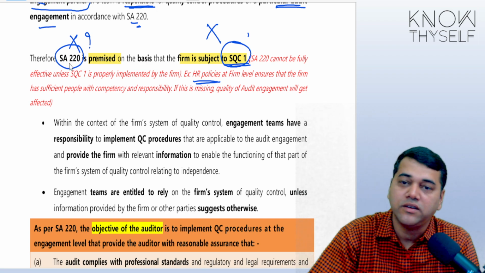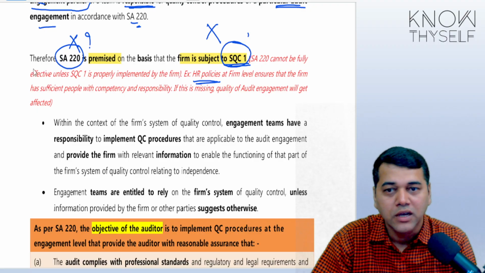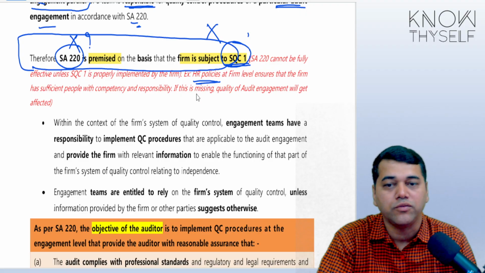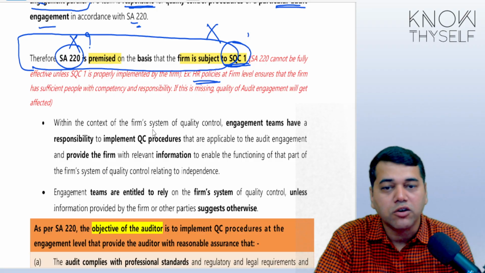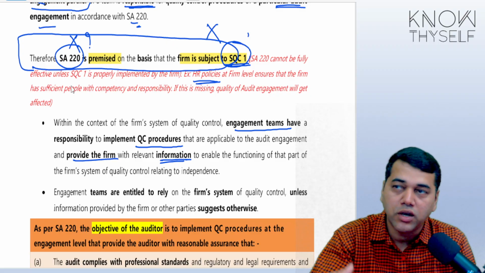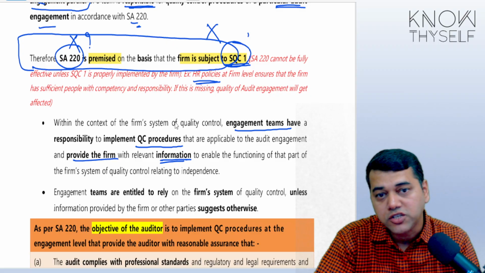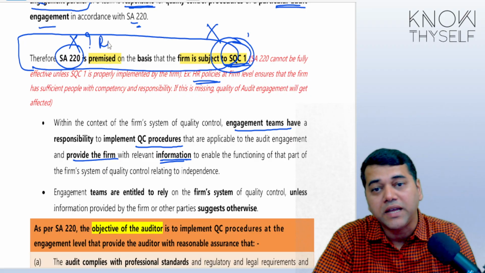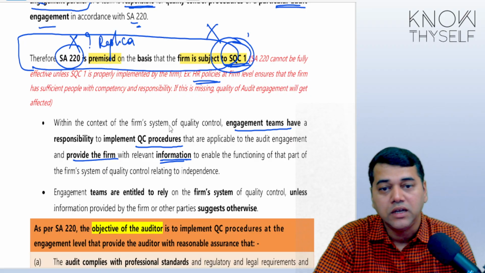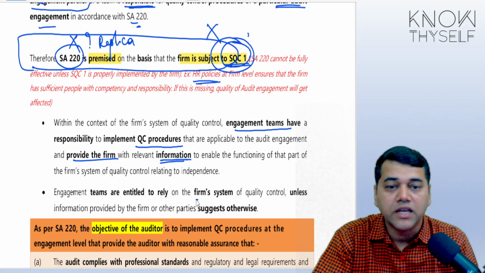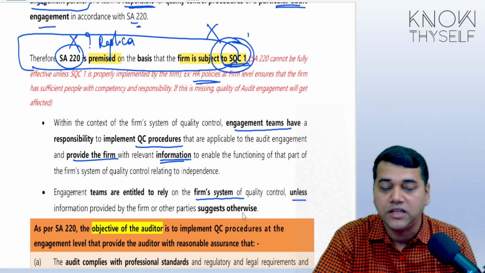That's why they say that in Inter, Final they will not ask you, but this is a question they used to ask at the intermediate level: SA 220 is premised on the basis of SQC1. So within the context of the firm's quality control, engagement teams have a responsibility for quality control procedures and provide the firm with relevant information. Since you are going to the work level, the team has to see that whatever is told in SQC1, of which SA 220 is a replica, they give that feedback back to the firm. Engagement teams are entitled to rely on the firm's system of quality control unless the information suggests otherwise.